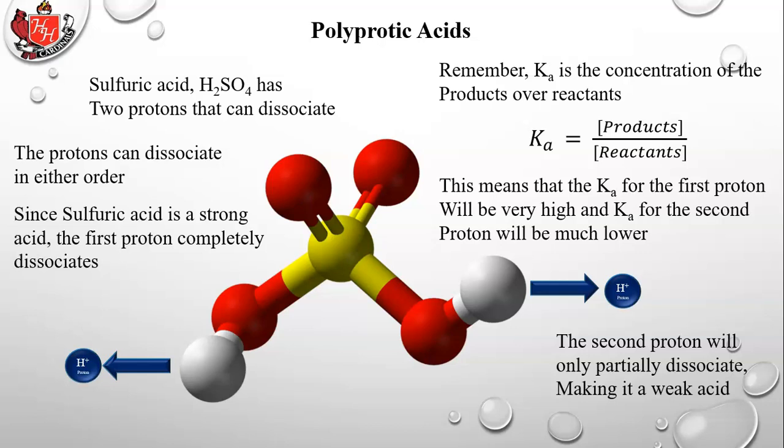So remember, Ka is the concentration of products over reactants. So this means that the Ka for the first proton will be very high, almost infinity. It will completely dissociate. And the Ka for the second proton will be much lower.